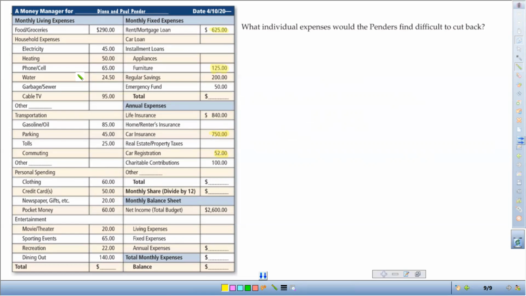So your assignment's going to be pretty much filling out a sheet like this, totaling monthly living expenses, monthly fixed expenses, that sort of thing. So the worksheet's on Google Classroom. Go ahead and get it done.